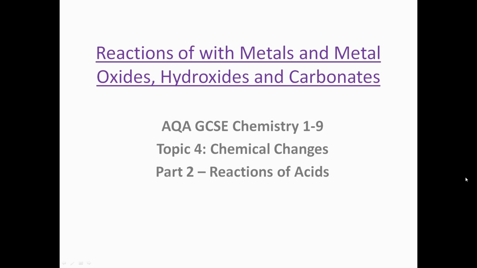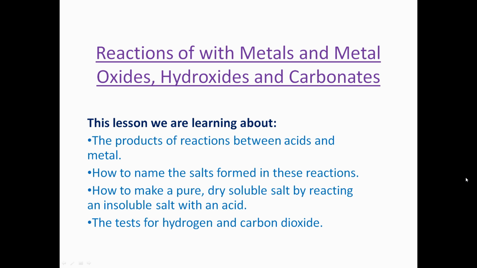Today's lesson we're going to be looking at the reactions of metals with metal oxides, metal hydroxides and metal carbonates, which is from topic 4 in the AQA GCSE chemistry 1 to 9, and it's in part 2 of topic 4, which is the reactions of acids. And what we're going to look at today is the reactions between acids and a metal and metal compounds.